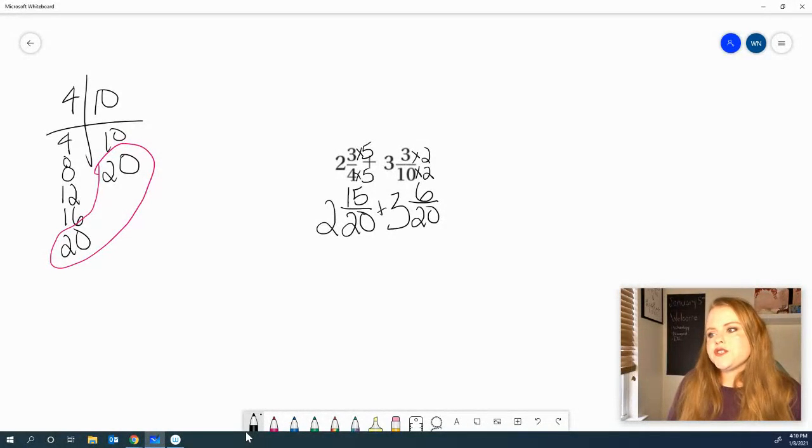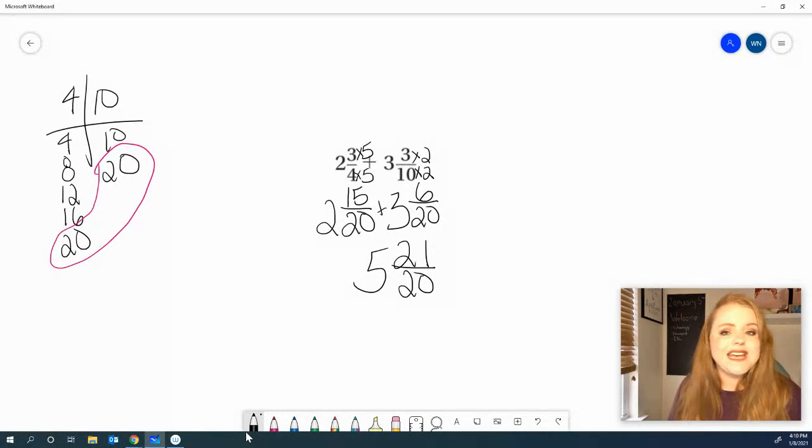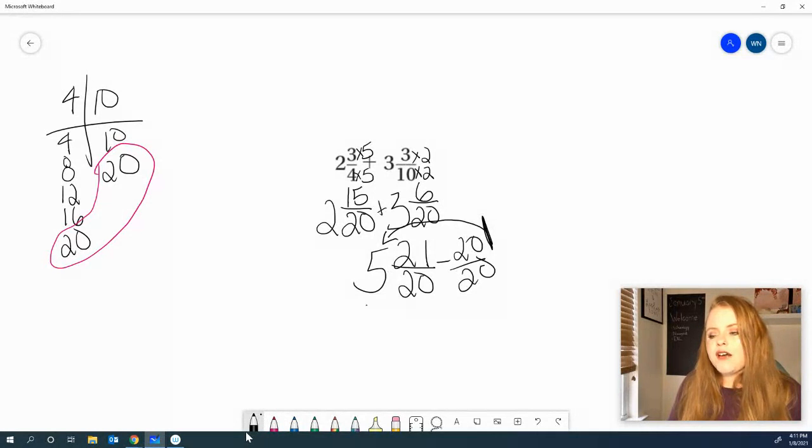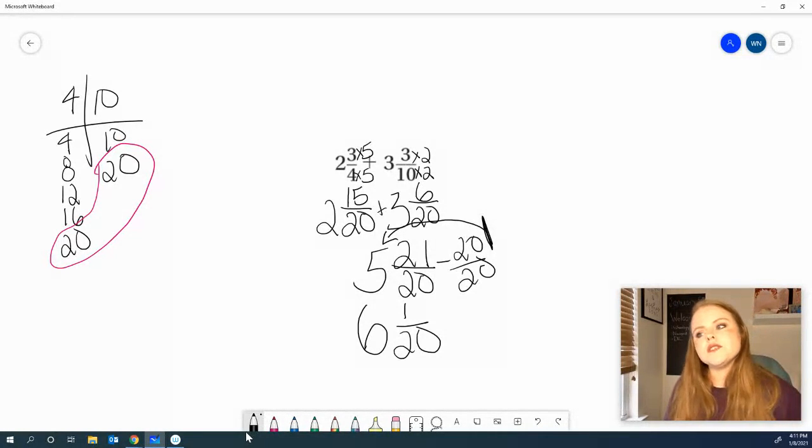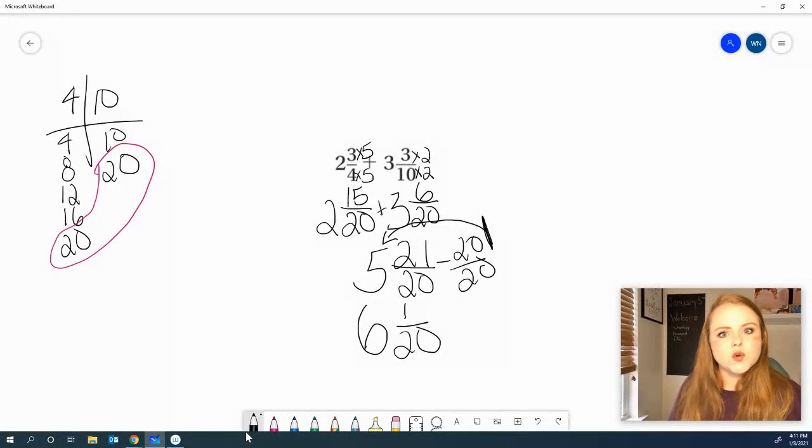Now we can add. Let's add our fractions first. I know I'm going to add straight across. 20 is going to still be my denominator. 15 plus 6 is going to get me 21. So I've got 5 and 21 twentieths. Now, 21 twentieths is an improper fraction, so we cannot have that. We need to pull out 20 twentieths, or 1 whole, and add that to our 5. So if we add that to our 5, we're going to get 6. If we pull out 20 twentieths from 21, we're going to end up with 1 20th. So the answer to 2 3/4 plus 3 3/10 is 6 and 1 20th.